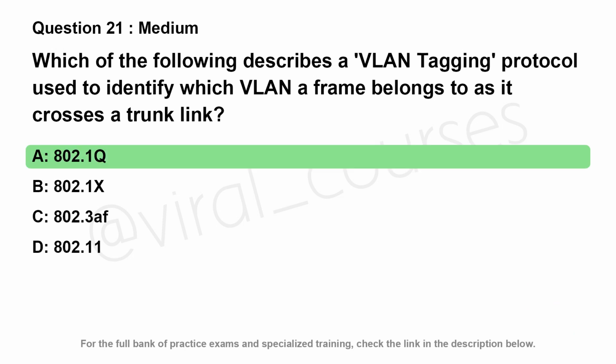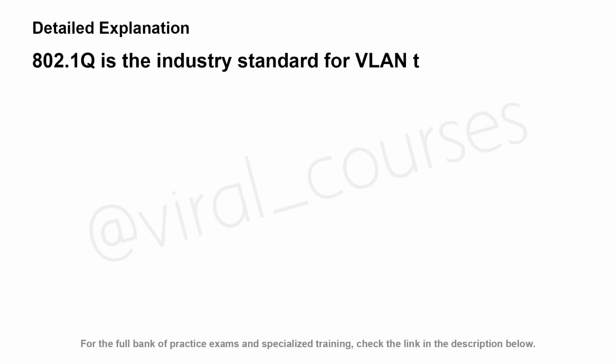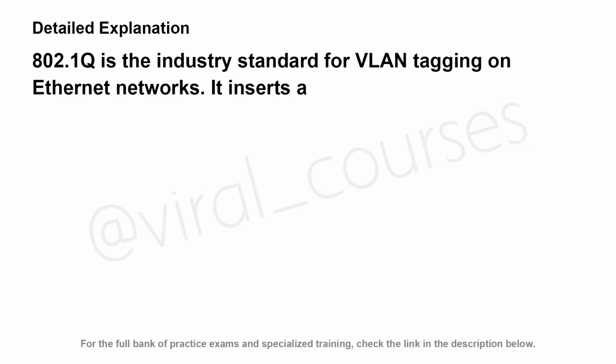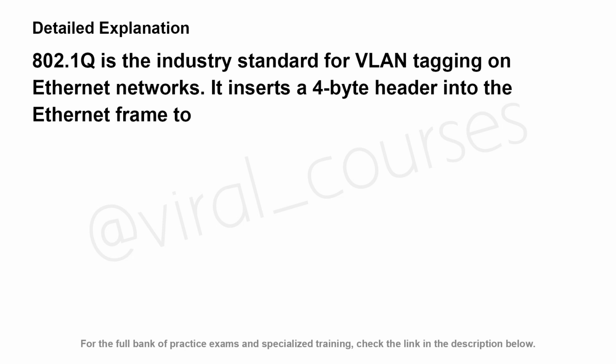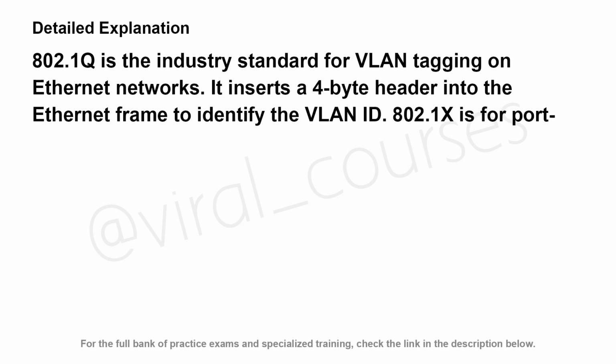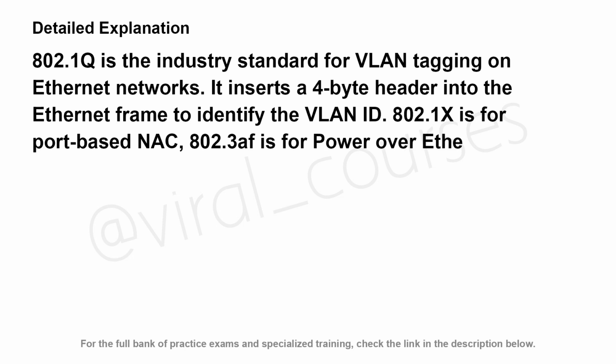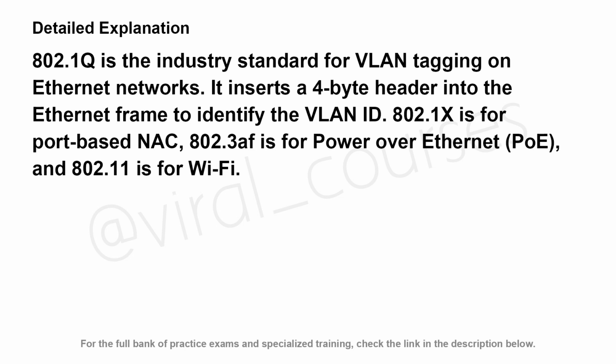The correct answer is A. 802.1Q is the industry standard for VLAN tagging on Ethernet networks. It inserts a 4-byte header into the Ethernet frame to identify the VLAN ID. 802.1X is for port-based NAC. 802.3af is for Power over Ethernet, PoE, and 802.11 is for Wi-Fi.